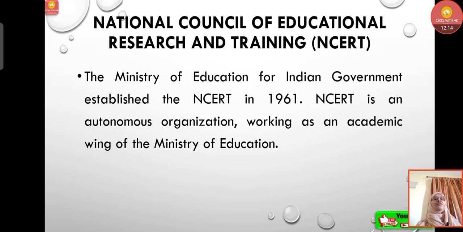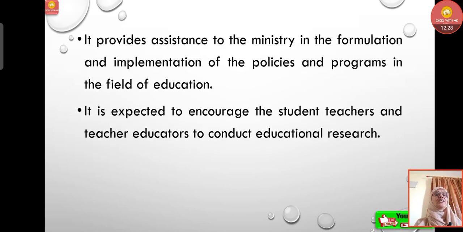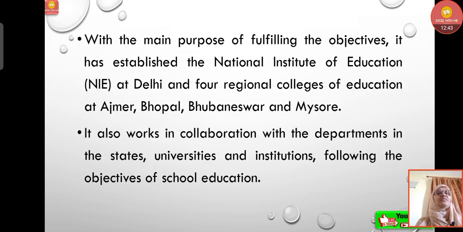Then the National Council of Educational Research and Training, NCERT, was established by the Ministry of Education of the Indian government in 1961. NCERT is an autonomous organization working as an academic wing of the Ministry of Education. It provides assistance to the ministry in the formulation and implementation of policies and programs in the field of education. It is expected to encourage student teachers and teacher educators to conduct educational research.